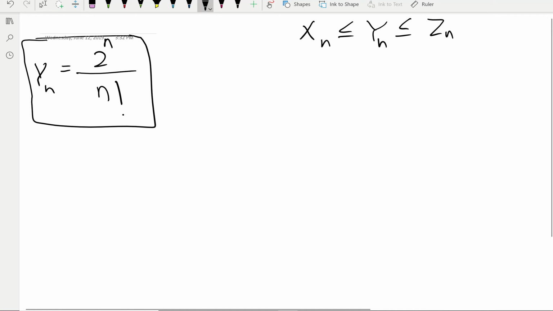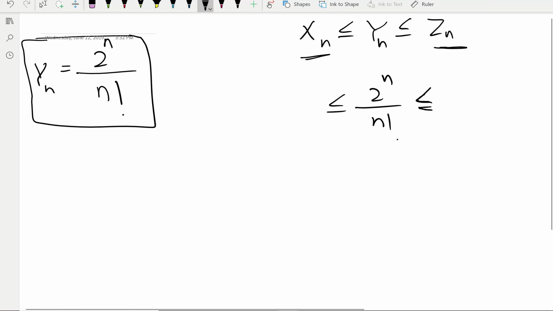So you need to find the two sequences. One sequence is larger than y_n and the other sequence is smaller than y_n. So let's have y_n in the middle, 2 to the n over n factorial. Okay, so let's start with the easiest scenario. I guess we can easily find a sequence less than 2 to the n over n factorial. What do you think? Tell me a sequence.